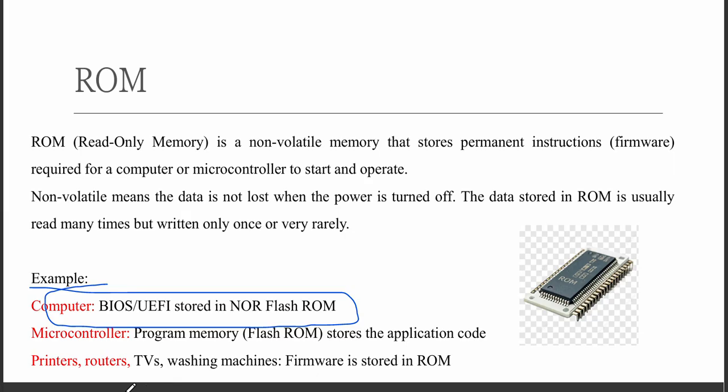Then printers, routers, TVs, washing machines. In a washing machine, if I want to set a 30 minute timer for rinse or any other operation, I press buttons on the top of the washing machine, and it sends the data to the controller. The controller gets the stored code based upon the user input. For example, if a user selects a 30 minute rinse, to perform this operation there is a code stored inside the ROM.